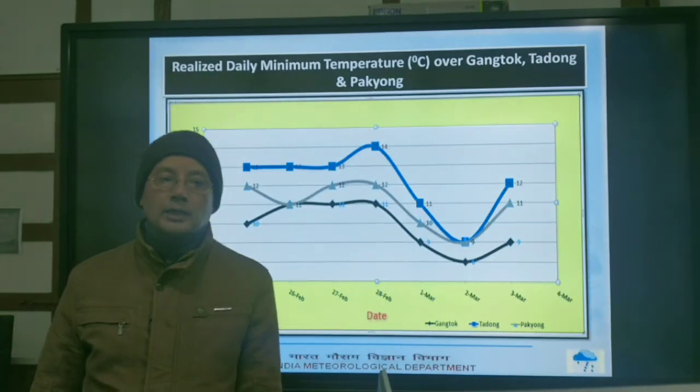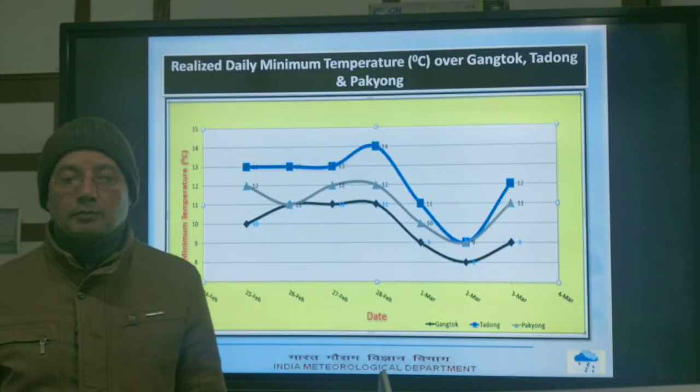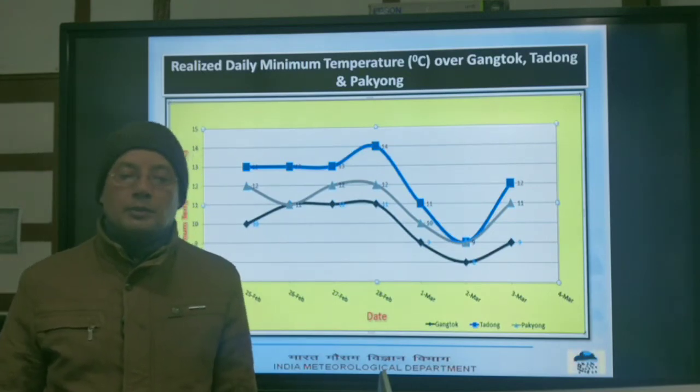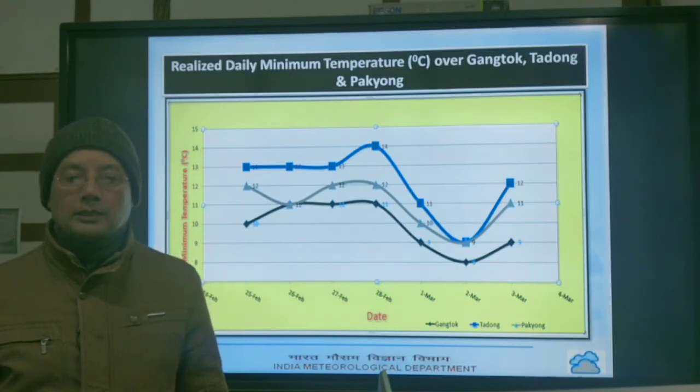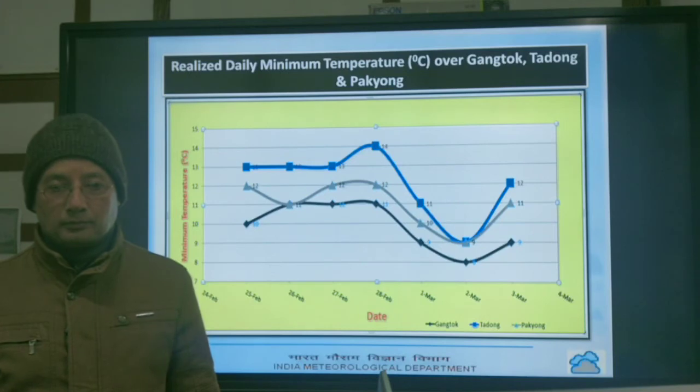Then we have realized daily minimum temperature in degrees Celsius over Gangtok, Tadong and Pakyong. We can see on 2nd March there was a dip in temperature and again it started rising the next day, that is 3rd of March, yesterday.